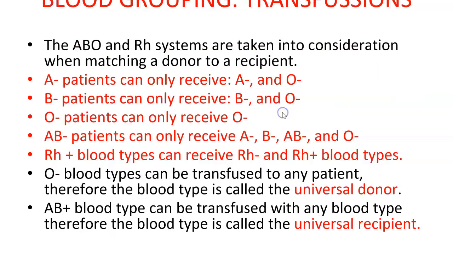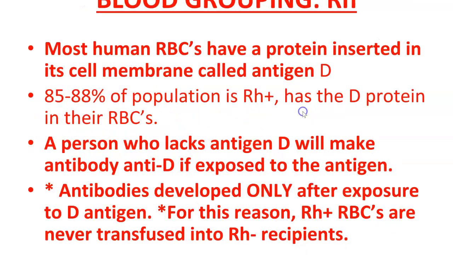Let me go ahead and go to the previous one really quick. So the protein itself is called the D protein. So the antigen is called the D antigen or the D protein. The blood group is called the RH group, but the protein that is the actual antigen in the blood group is called the D protein or the antigen D.